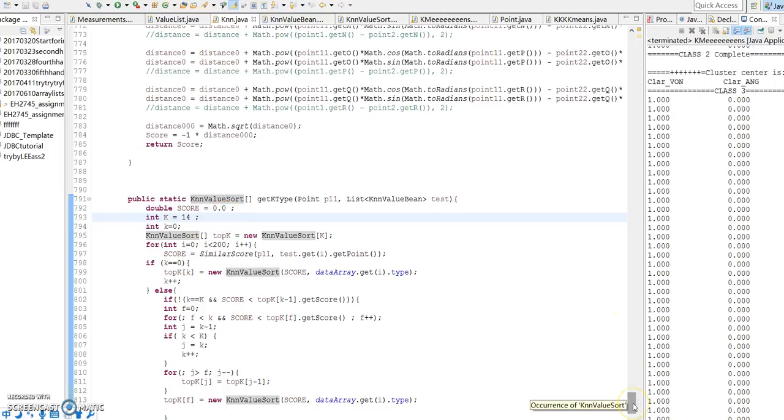Okay, so this is basically what I have done to improve our code and our printout, and also to explain how to determine the k value for the KNN method.